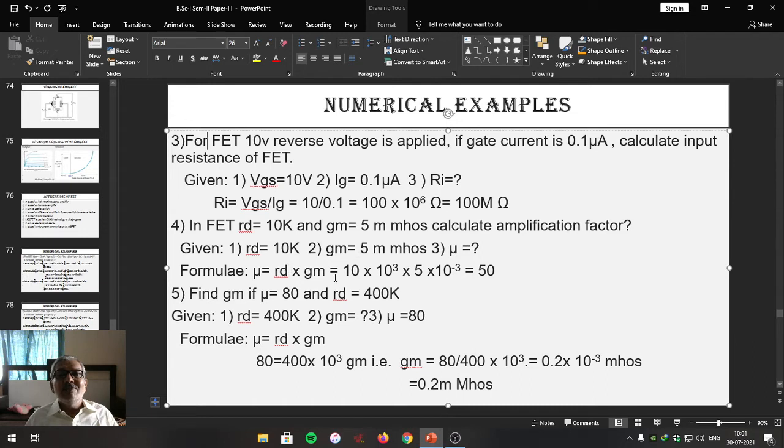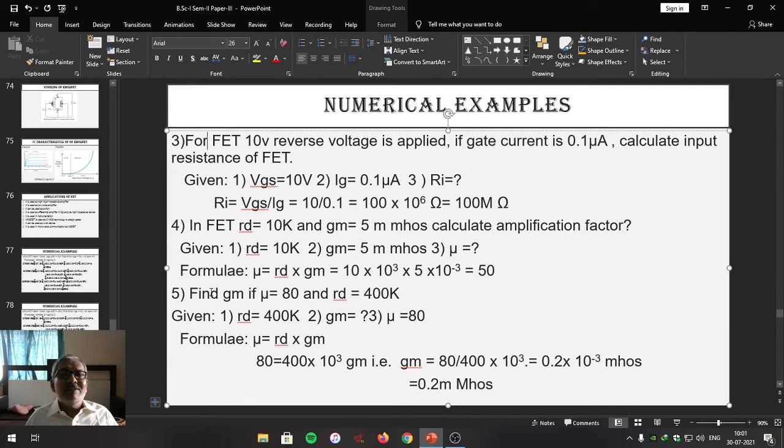So RD is 10 into 10 raised to 3. GM is 5 into 10 raised to minus 3 mhos. 10 raised to minus 3, 10 raised to plus 3 cancels. 10 into 5, 50. So amplification factor is 50. Such simple examples are asked in objective type questions. Alternatives are given. In that alternatives, one of the alternatives is 50.